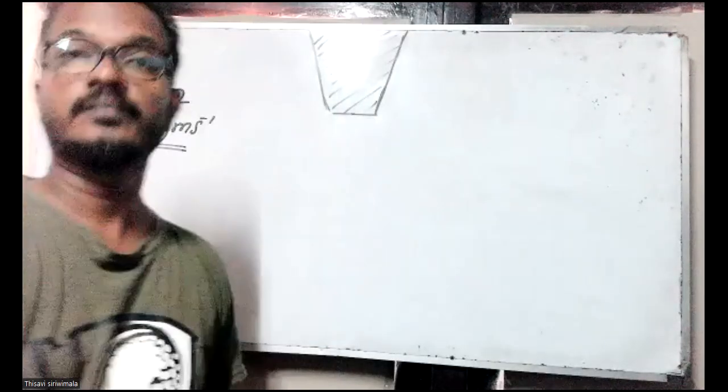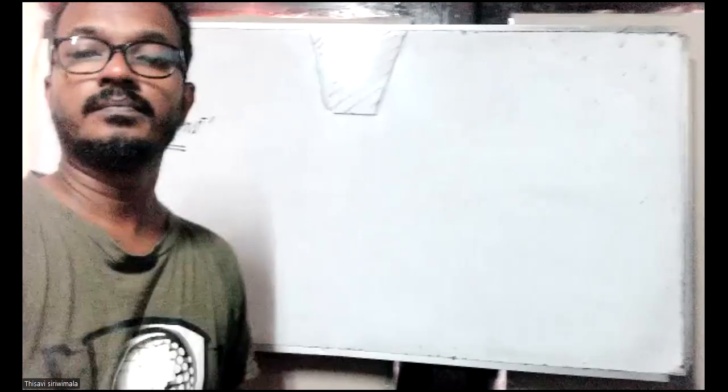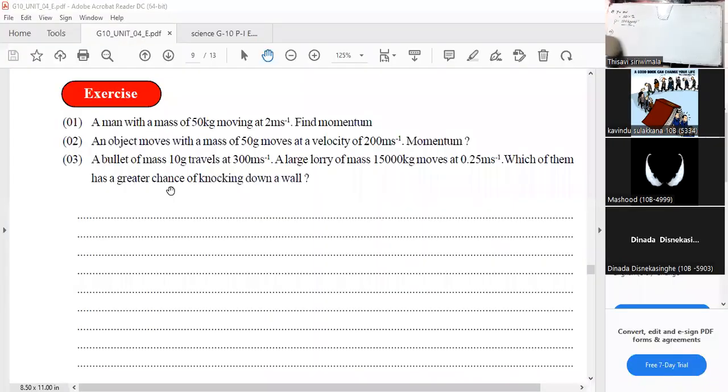Right. Next question. An object moves with a mass of 50 grams at a velocity of 200 ms minus 1, find the momentum. So the mass is a very small value, 50 grams, 50 divided by 1000. The velocity is 200, maybe like a bullet. So 200 times 1, 200 times 5, 5 times 1, 5 times 10. So you answer 10 kg ms minus 1.